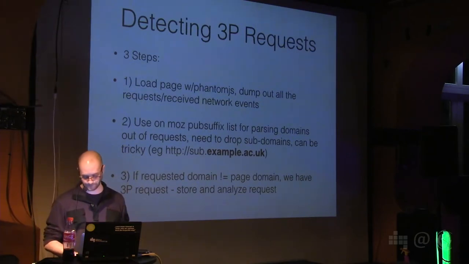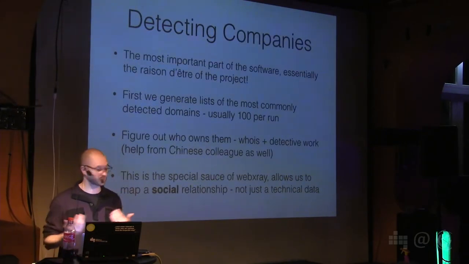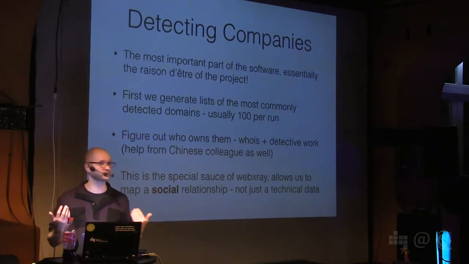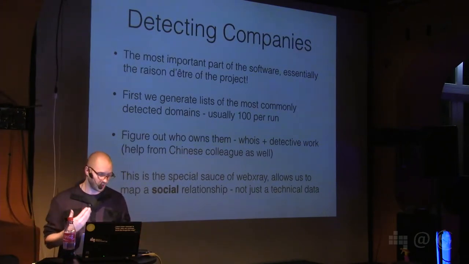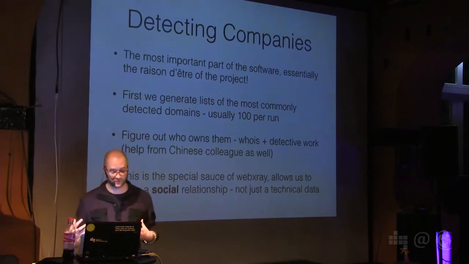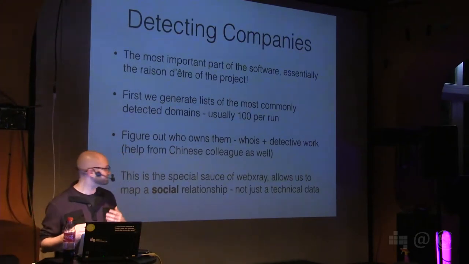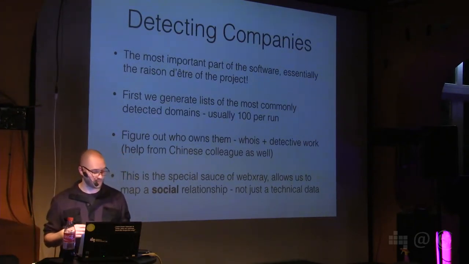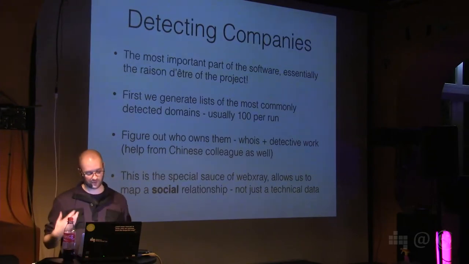So far we've just talked about technical stuff. I'm really more interested in the social relationship. So the most important thing that the software really does is to detect the companies. In the first couple of runs I was doing this, I would start picking out maybe the top 100 requested domains. So these are ones that aren't happening by accident. It's not someone's private CDN or something. This is what I'm seeing across 100,000 sites.